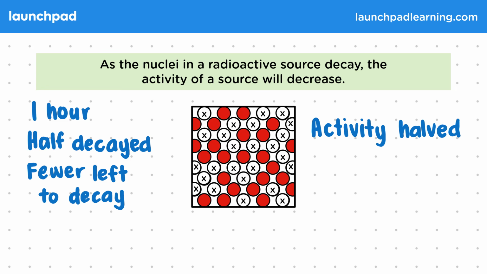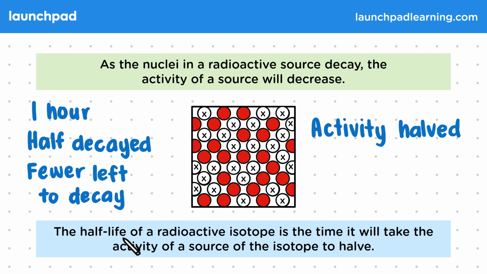But how can we describe the time it took for this to happen? Well, the half-life of a radioactive isotope is the time it will take the activity of a source of the isotope to halve. Remember that we can also use the half-life to describe the time it takes the number of undecayed nuclei to halve. This is because activity is proportional to this number. But you won't need to know about this at GCSE.